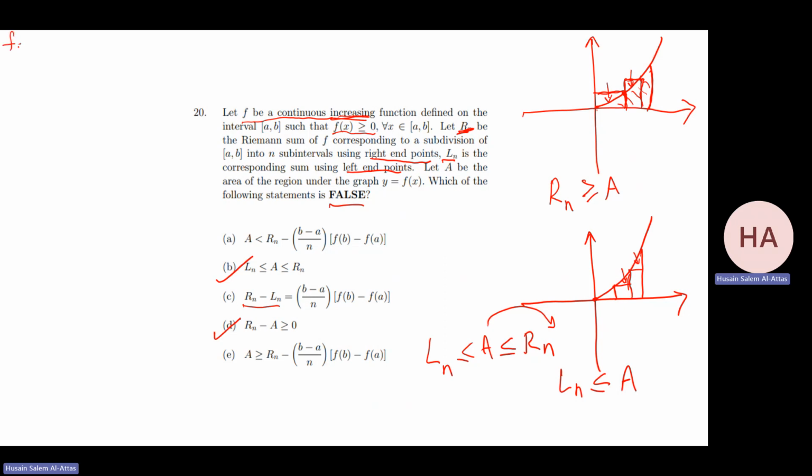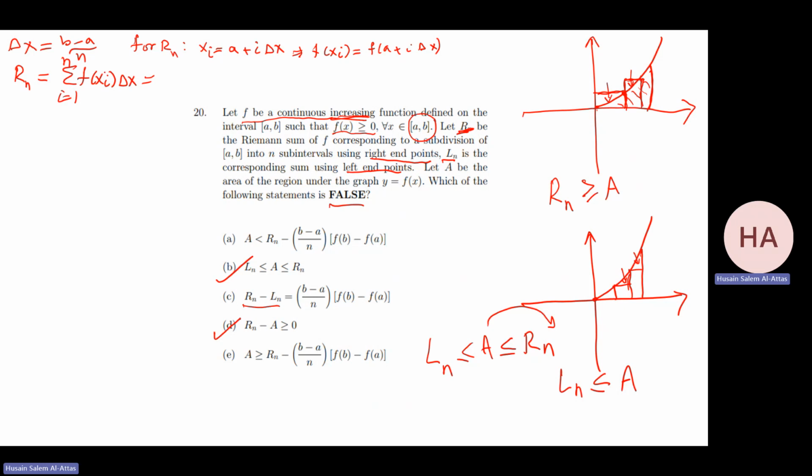What will be Rn? By the way, delta x will be (b minus a) over n, since it's between a and b. Now this is the interval. For Rn, I have xi is a plus i delta x. So f of xi will be f of a plus i delta x. Now what will be Rn? Rn will be the summation i equals 1 to n of f of xi times delta x. Let me leave it delta x so that it's easy to write.